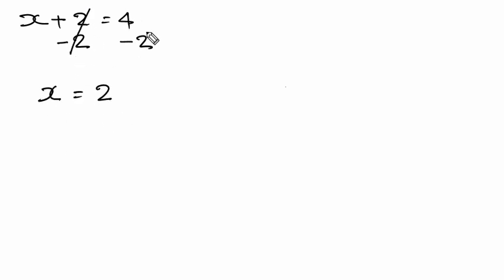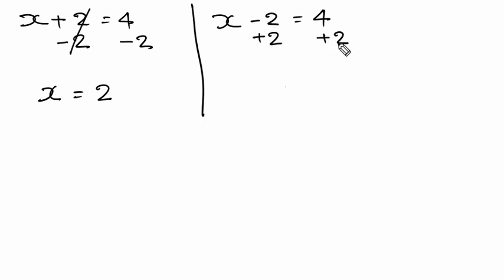Now what if you have x minus 2 equal 4? In this case, when this is negative 2, you will do plus 2 because I want to keep x isolated. So this is cancelled out. X equal 4 plus 2 is 6.